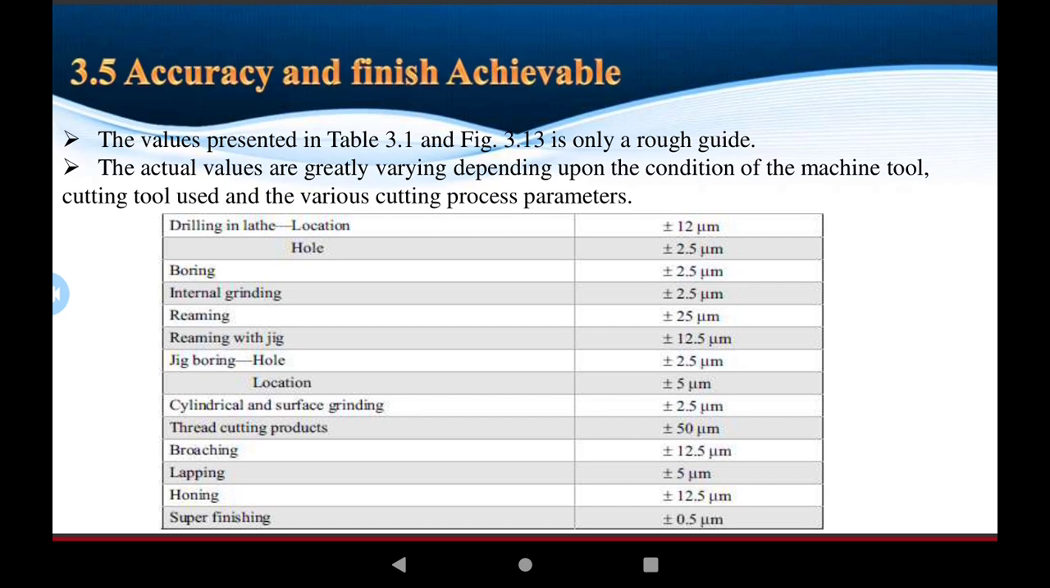And the boring operation is a manufacturing operation in which a very smooth surface of 1 to 5 micrometers is achieved. And internal grinding in this manufacturing operation achieves a smooth surface of 2.5 microns. And the reaming operation achieves a smooth surface of 25 microns. And reaming with jigs and fixtures is used for 12.5 microns. And jig boring and holes in this operation are used for 2.5 microns, a very smooth surface.